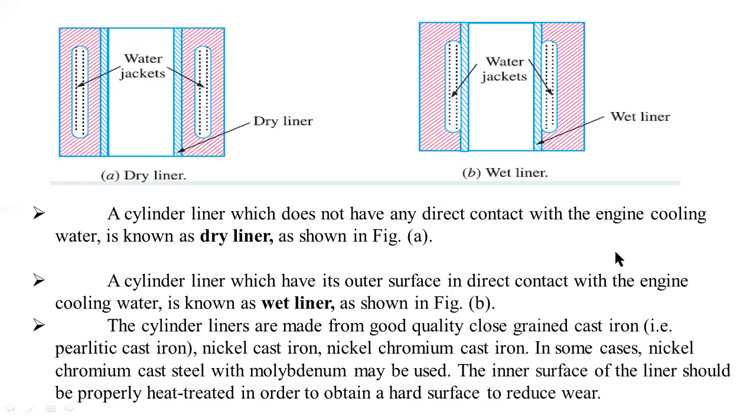The cylinder liners are made from good quality close grained cast iron. So the materials used for cylinder liners are grained cast iron, that is pearlitic cast iron, nickel cast iron, and nickel chromium cast iron. So cast iron is used for making the cylinder liners. In some cases, nickel chromium cast steel with molybdenum may be used. The inner surface of the liner should be properly heat treated in order to obtain a hard surface to reduce wear.